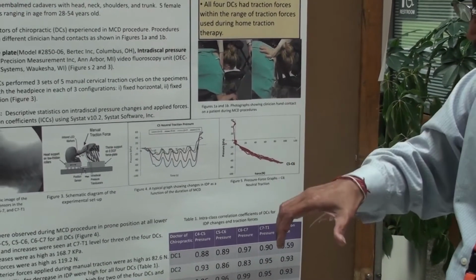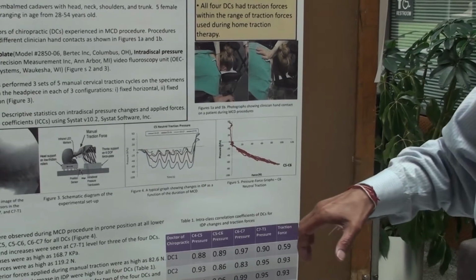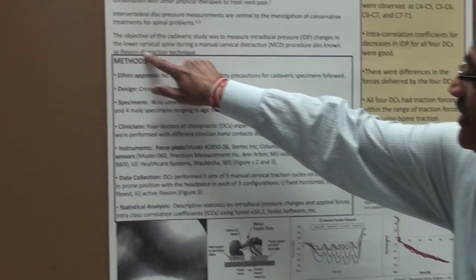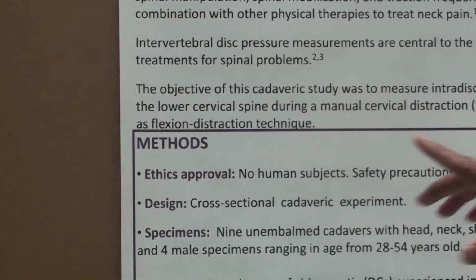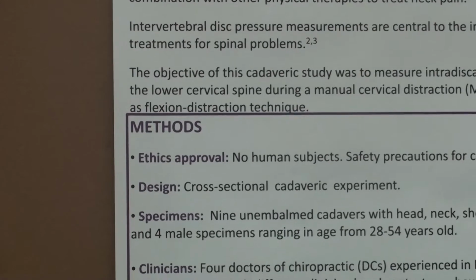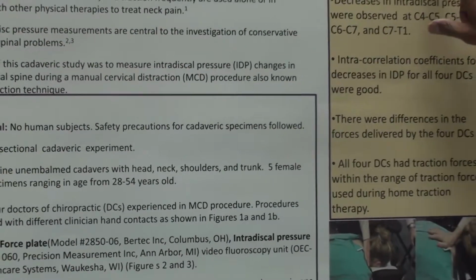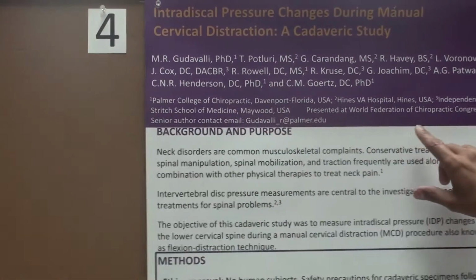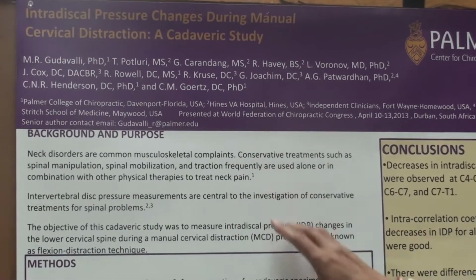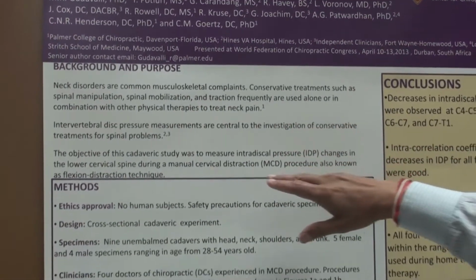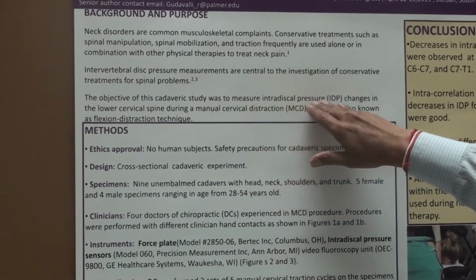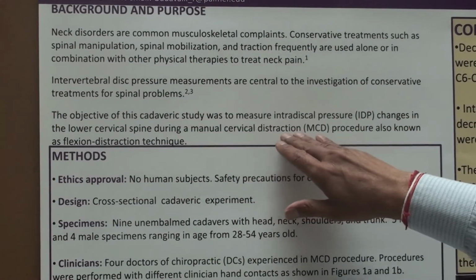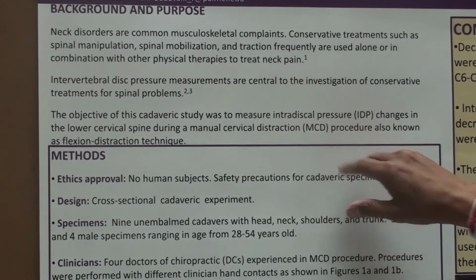And this procedure is called manual cervical distraction, also known as flexion distraction technique. This is a funded study, and we are from NIH, collaborating with Loyola University, Swiss School of Medicine, and also Heinz VA Hospital. The objective is to measure the changes in the intradiscal pressures in the lower cervical spine during the manual cervical distraction procedure.